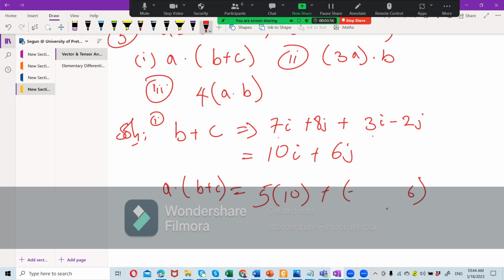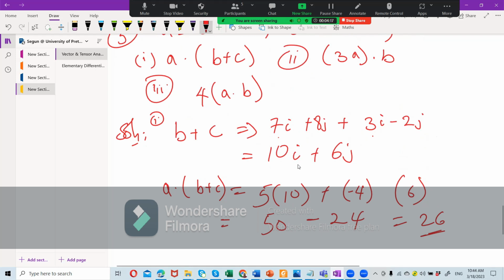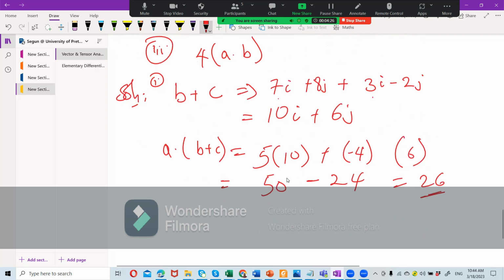Okay, so we have -4. Can you see my handwriting now? Yes, I can see it. So we have 50 minus 24 equals 26. So that is it. I believe others can also see it now.